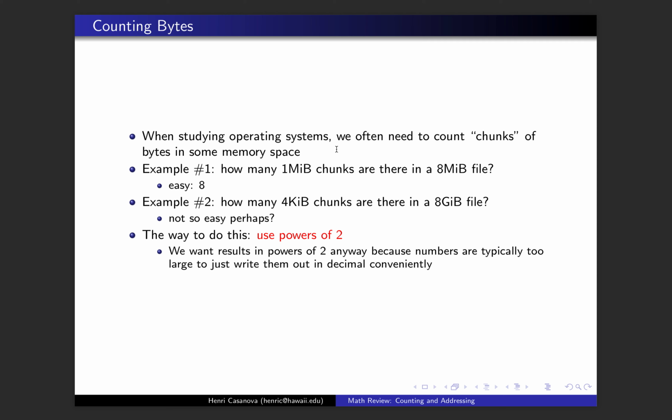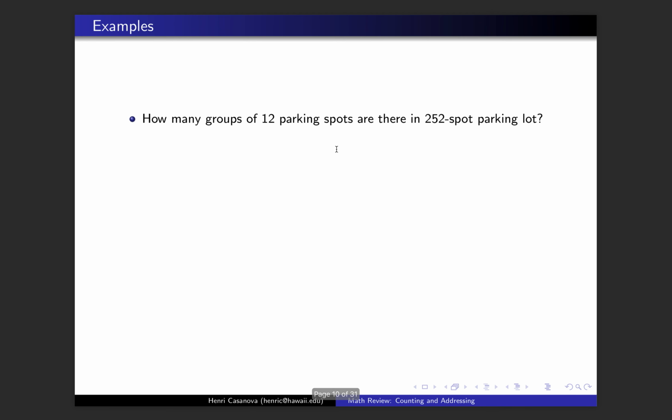It's to use powers of 2. And typically we want results expressed as powers of 2 anyway, because the numbers are going to be too large to write out in decimal, right? So we're always going to write powers of 2. And since everything is a power of 2, those kinds of questions, like example 2 above, are very straightforward. So before getting to powers of 2 though, let's review the basic principles.